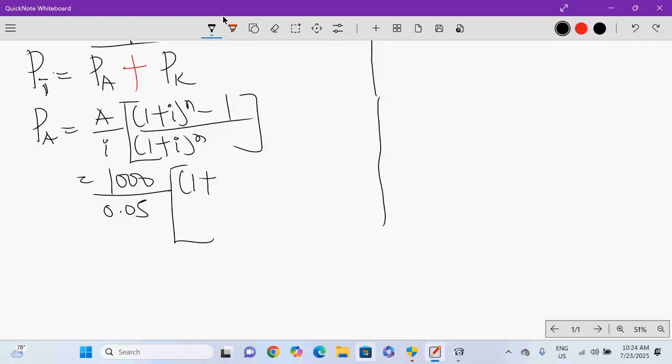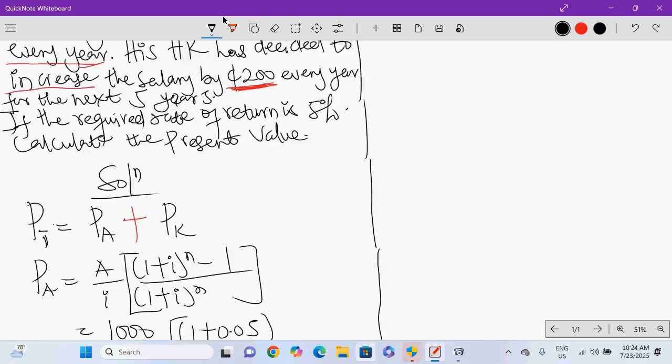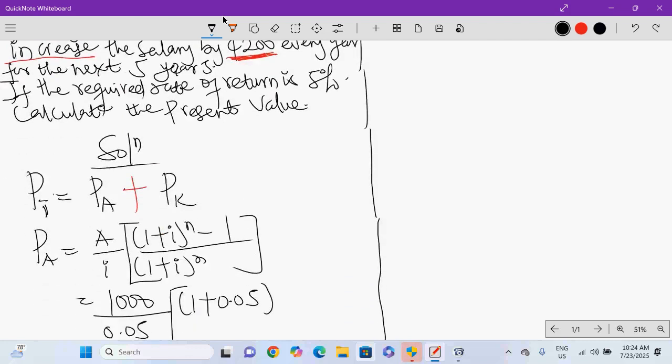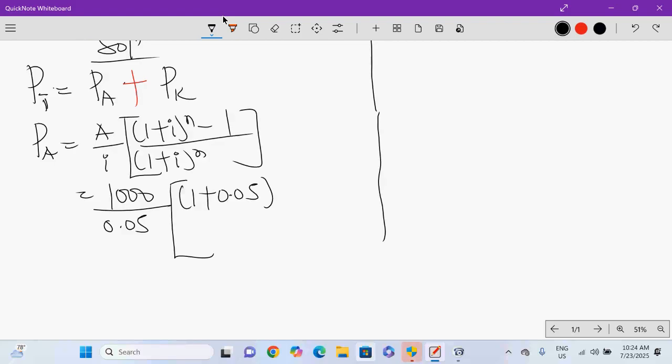Then 1 plus 0.05. And what is the number of years? The number of years is 5 years. So 1 plus 0.05 to the power of 5, minus 1, all over 1 plus 0.05 to the power of 5.